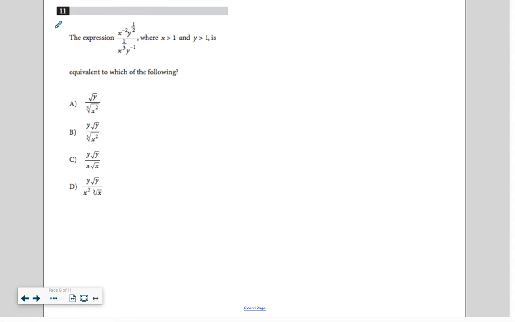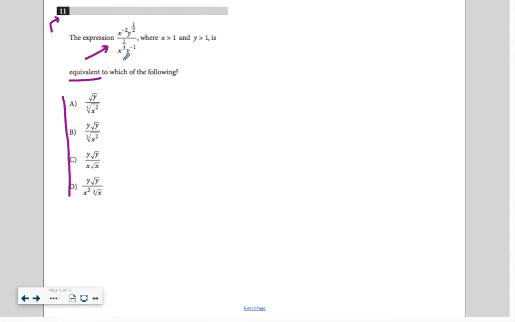And even harder. See, we're on number 11 here, and this was a non-calculator question. It says the expression, where x is greater than 1 and y is greater than 1, is equivalent to which of the following? Okay, so it means, how can I take this expression and write it in a different way? And look, these are all exponents, and I'm looking at my answers, and my answers are all roots. So it wants us to change it. So how do we change exponents to roots? Well, first we use the laws of exponents, and then we apply the properties of radicals.